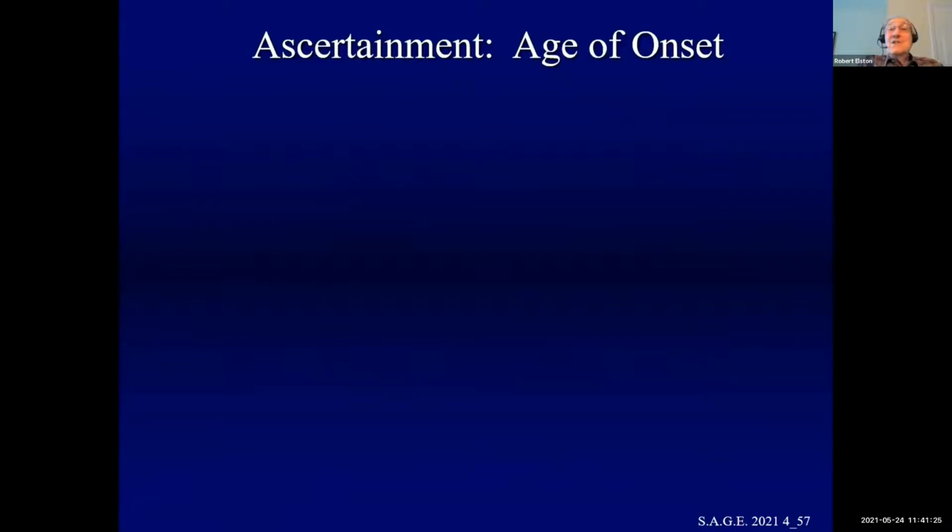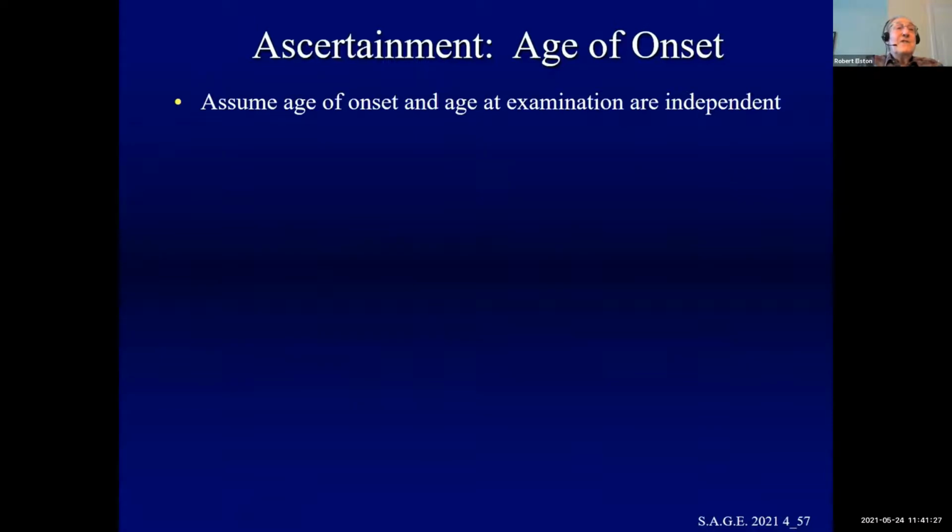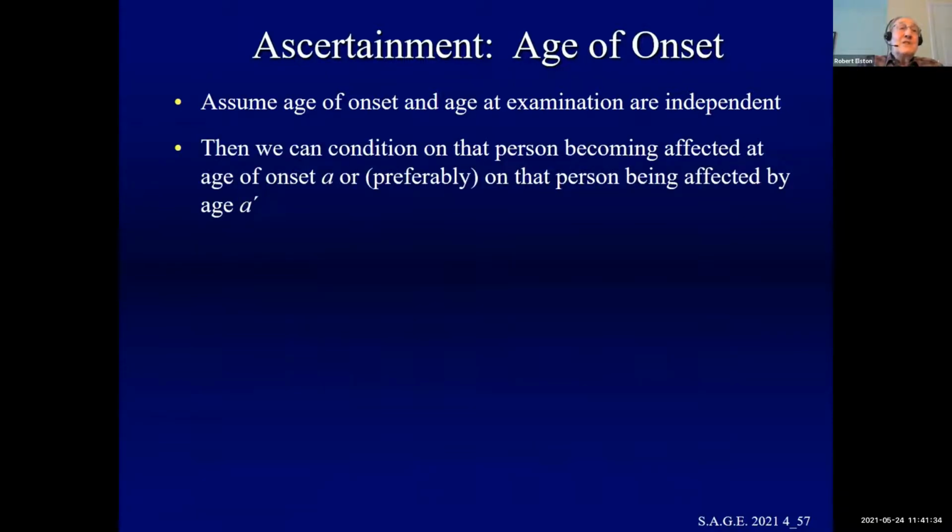Ascertainment and age of onset. We assume age of onset and age of examination are independent. Well, let us assume that anyway. If we assume that, then we can condition on that person being affected at age of onset A, or preferably on that person being affected by age A prime. Okay? That's if we can assume that the age of onset and age of examination are independent.